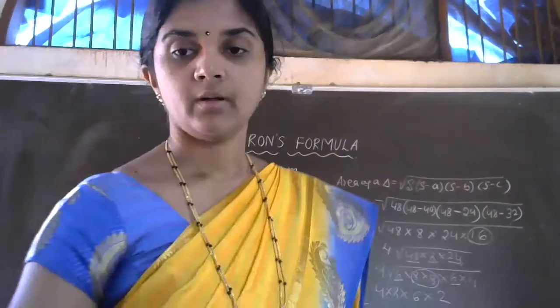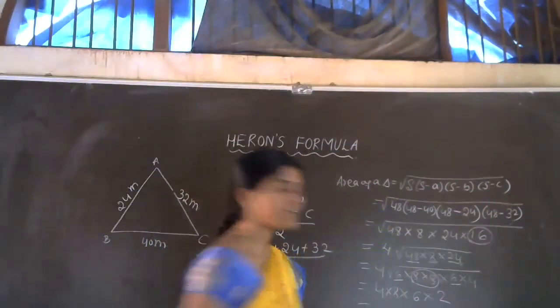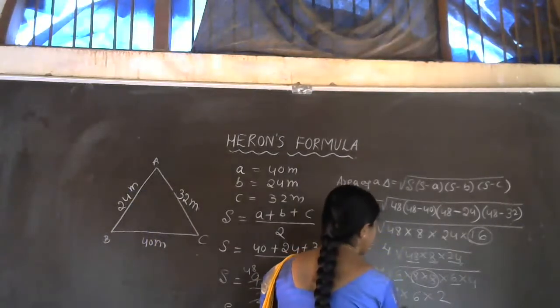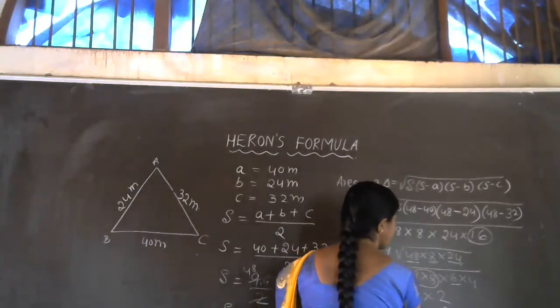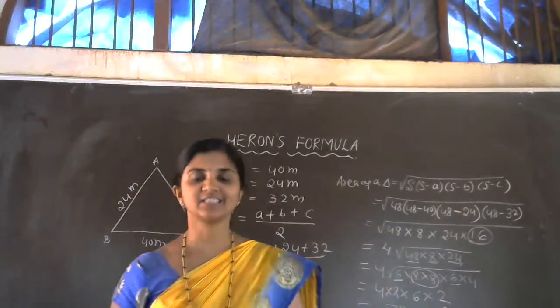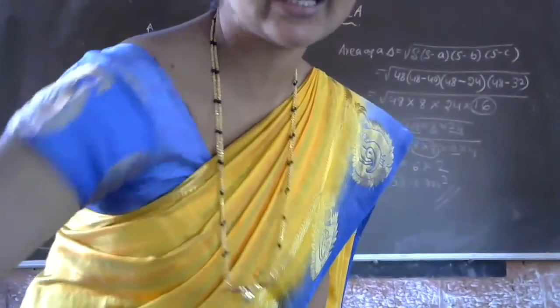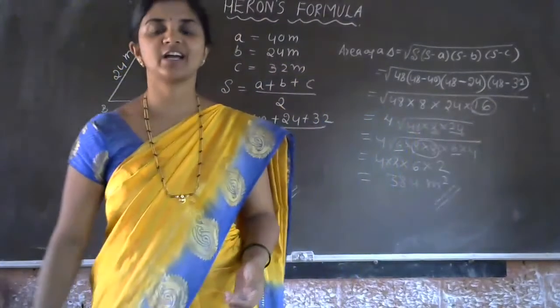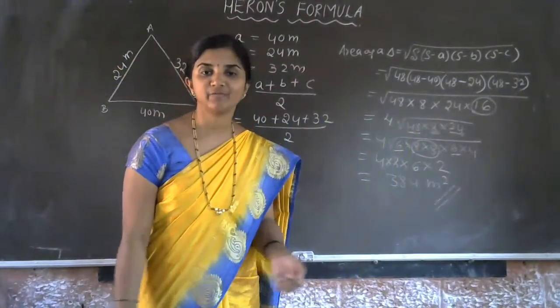What is the final answer? The final answer is 384 meter square. Please check your answer also. So the area of this triangle is equal to 384 meter square.